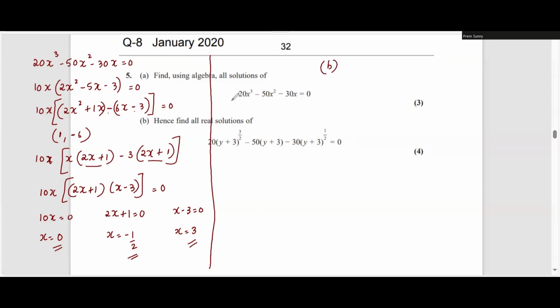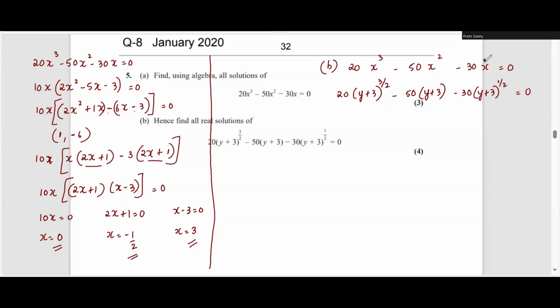write down the original equation. That is 20x cubed minus 50x squared minus 30x equals 0. Now write down the equation that we have to find. That is 20 into y plus 3 to the power of 3 by 2 minus 50 into y plus 3 minus 30 into y plus 3 to the power of 1 by 2 equals 0. Now, compare both the equations.